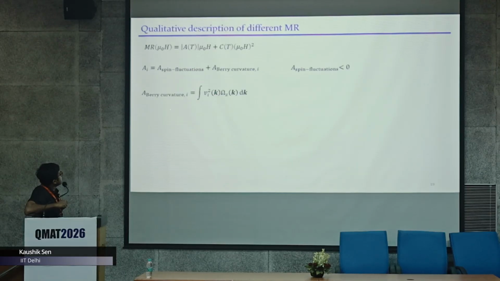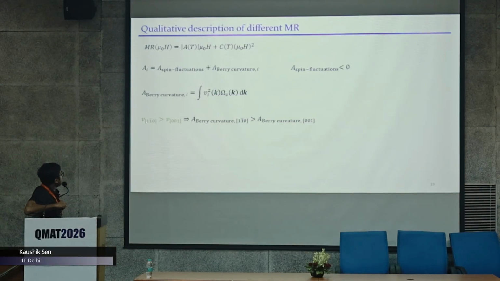So what is the contribution to A? This is basically the velocity of those mobile charge carriers along a particular direction i, and this is the Berry curvature, and you integrate over all momentum throughout the momentum space. So the omega integration doesn't change, it's the same for both directions, but the velocity component along the two directions is quite different. That we have found from the density functional theory.